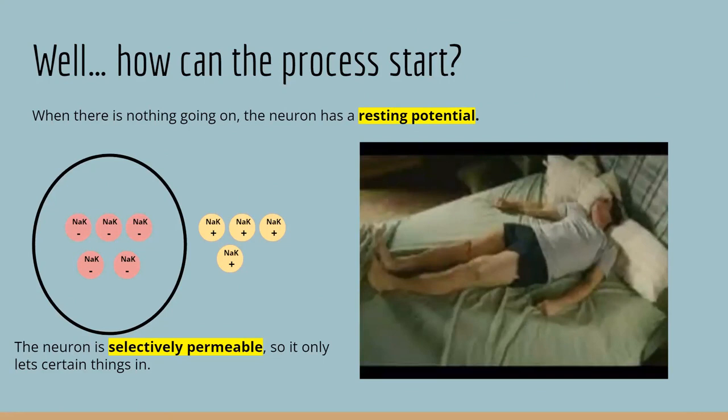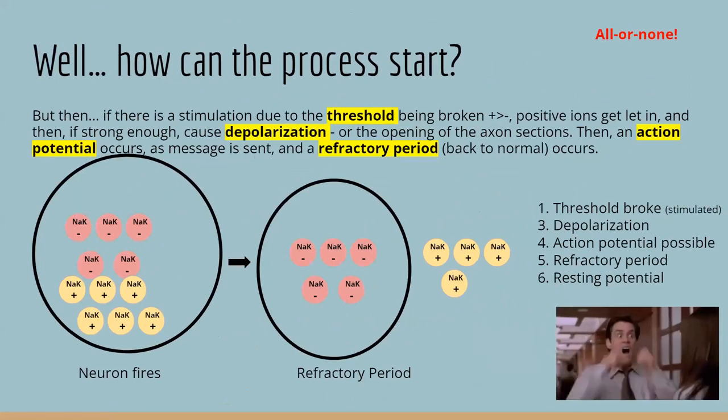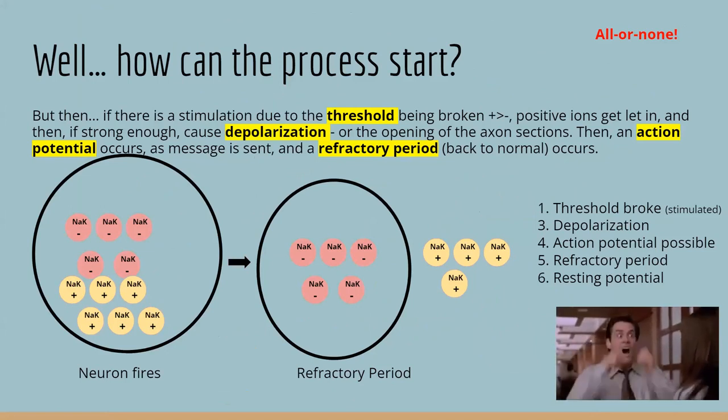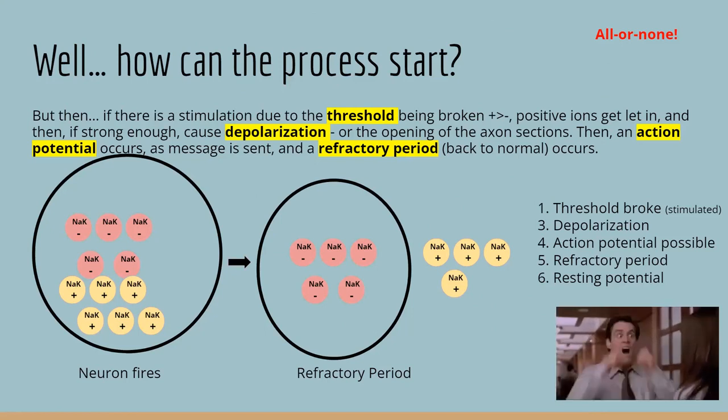The neuron is selectively permeable, which means that it only lets certain things in. So it's like, too bad, positives, you can't go in there. But sometimes they make an exception, if the threshold is broken. The threshold is that if there's ever more positives than negatives, then that starts a stimulation. That's what the threshold is. If there's more positives than the negatives, then there will be a stimulation. So then the positives get let in.